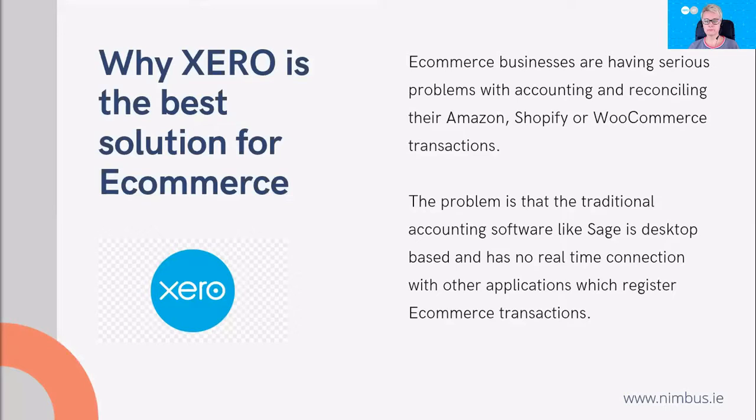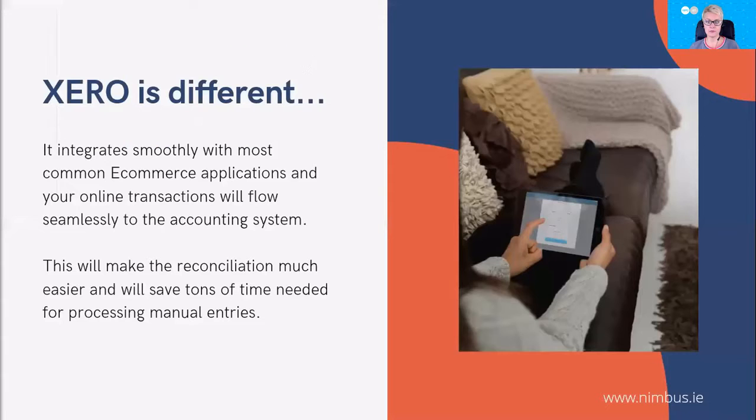We have been working with e-commerce businesses for some time, and we noticed that more and more e-commerce businesses are having serious problems with accounting and reconciling their Amazon, Shopify, or WooCommerce transactions. The problem is that traditional accounting software like Sage desktop software is installed on one computer, and has no real-time connection with online applications like Shopify or Amazon, which register your e-commerce transactions. So that's the major issue.